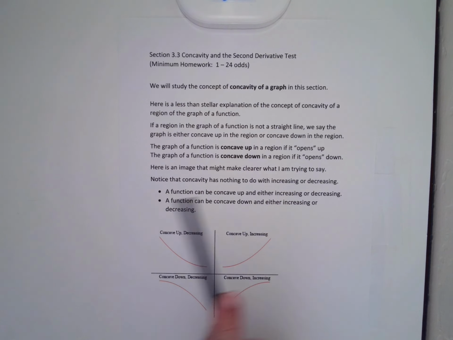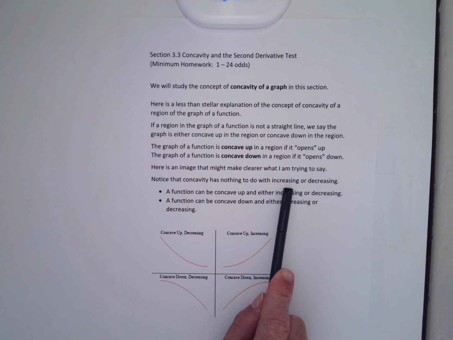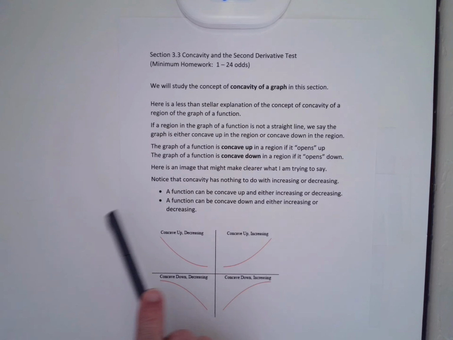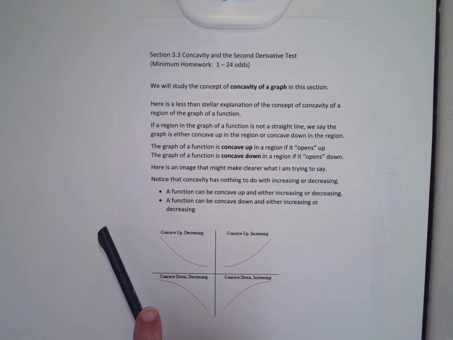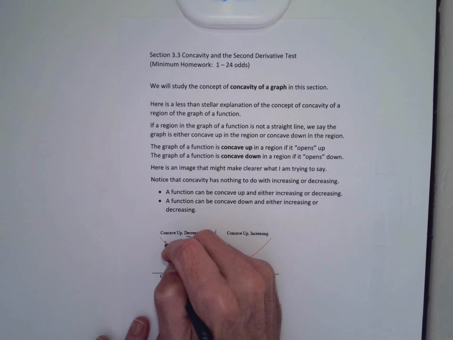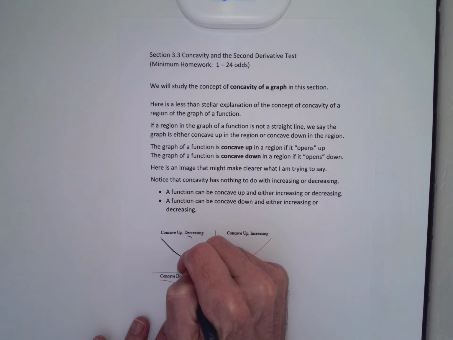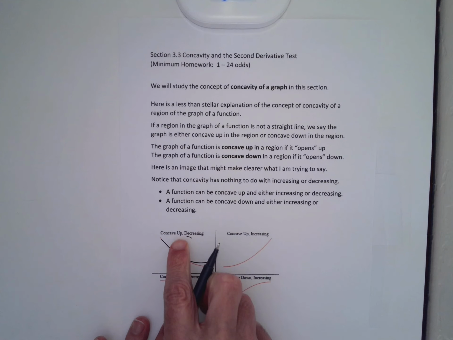And an important thing is concavity has nothing to do with increasing or decreasing. It's completely independent. So a function can be concave up and increasing. It can be concave up and decreasing. It can be concave down and increasing and concave down and decreasing. So here, this is an example of a decreasing graph because I'm moving from left to right, it's going down. And this, I say, opens up. This little bend right here that I'm going to exaggerate, this makes the graph concave up.